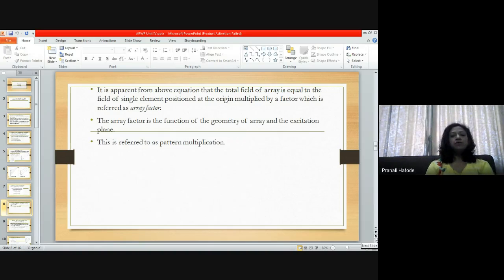Now it is apparent from the above equation that the total field of the array is equal to the field of a single element positioned at the origin multiplied by a factor which is referred to as the array factor. The array factor is a function of the geometry of the array and the excitation phase. This is also called pattern multiplication.